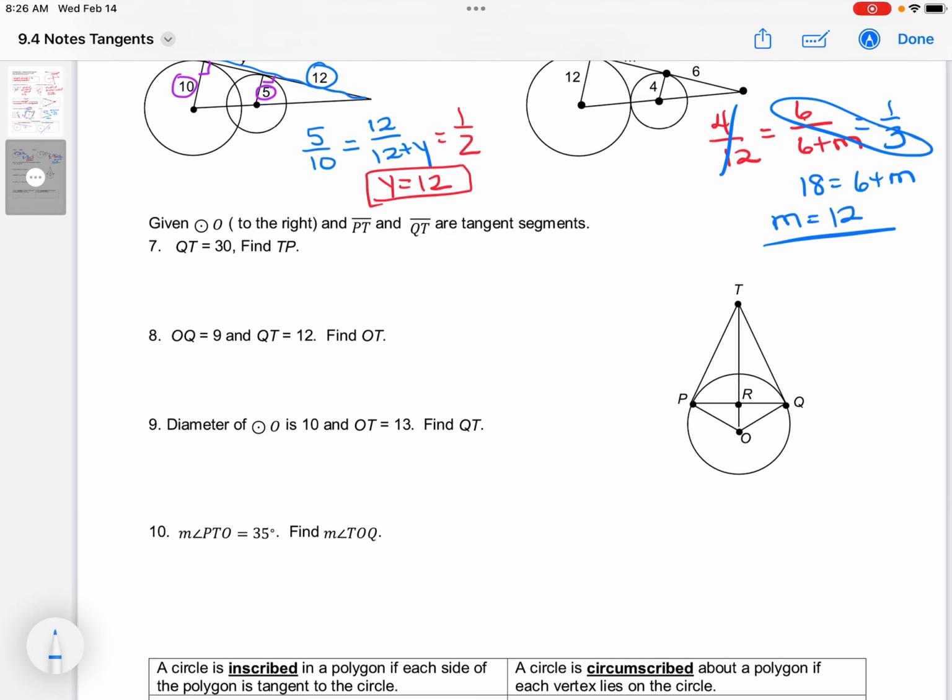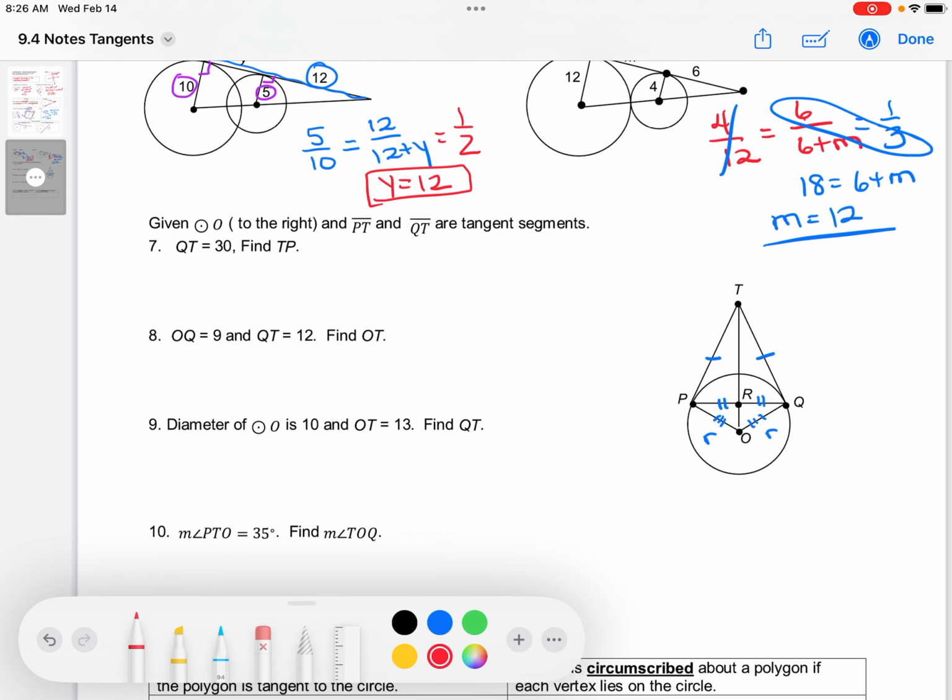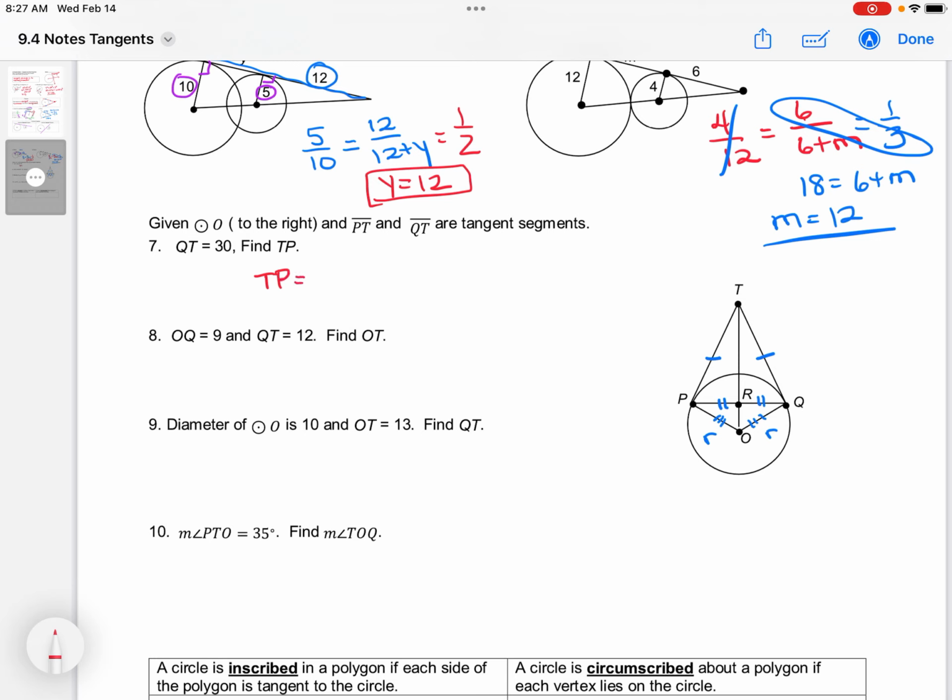So now we're going to put some of this together. We have an external point and two tangent lines. PT and QT are tangent segments. That means they're equal to each other, which means that these are equal to each other, and these are equal to each other, and those are the radius. Okay, so if QT equals 30, then TP equals 30 also, because those lines are congruent.